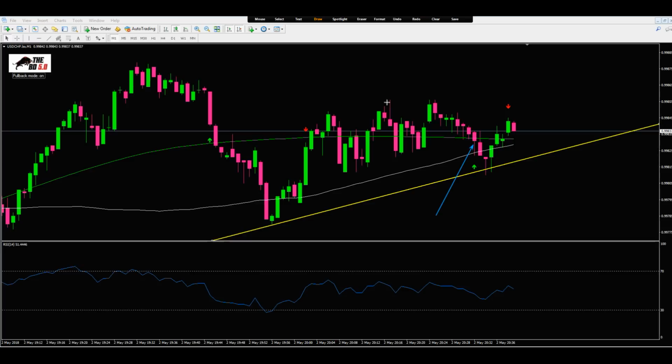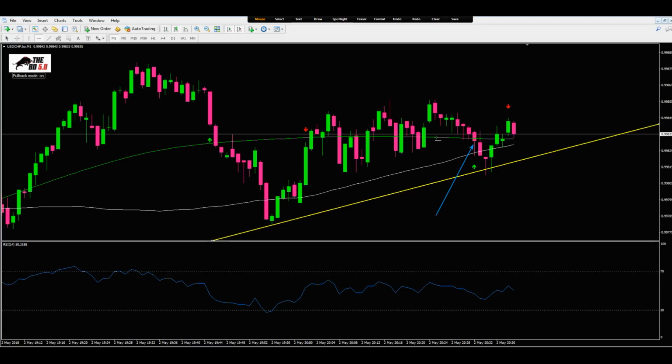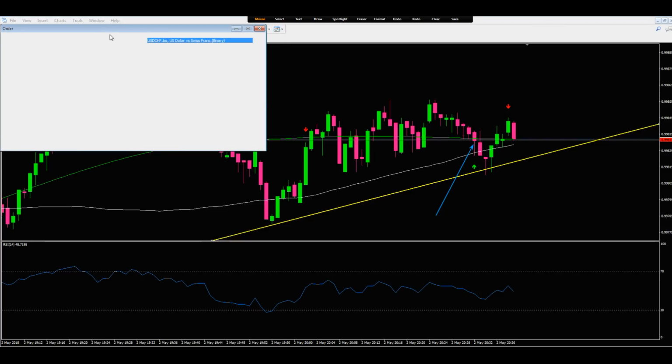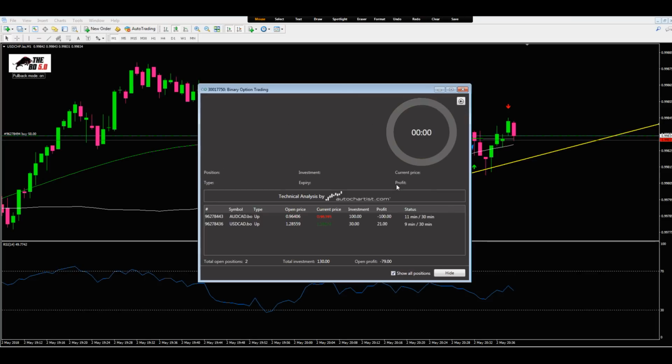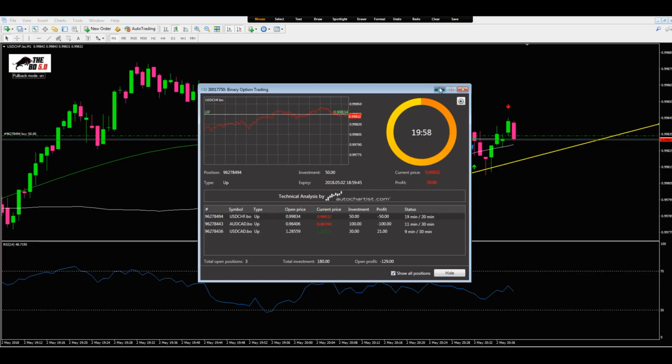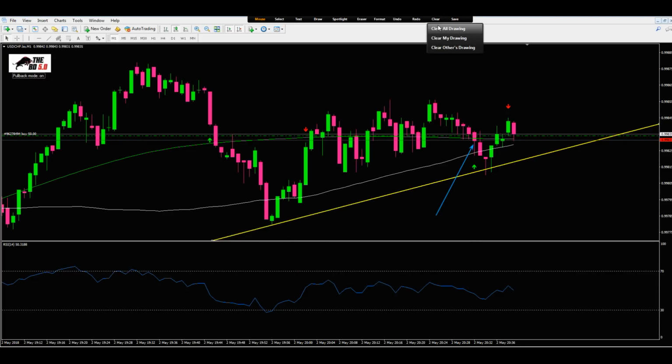In fact, I could get into a trade again. If the price comes back down to this level here, which it has done now, there we go, I could get into a quick 15-minute trade. I'll do £50, and look, there we go. So I'm now in another trade. So yeah, I got into a trade just here. Okay, but I got in here. So 1, 2, 3, 4, 5. So hopefully that comes in and wins again.